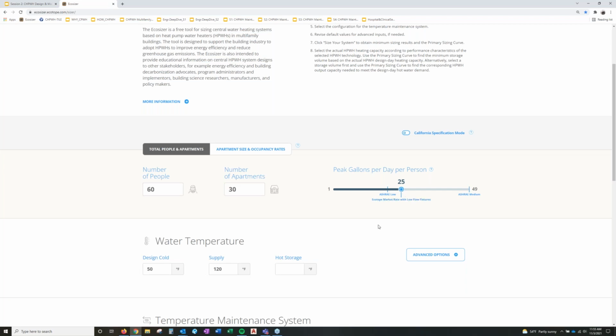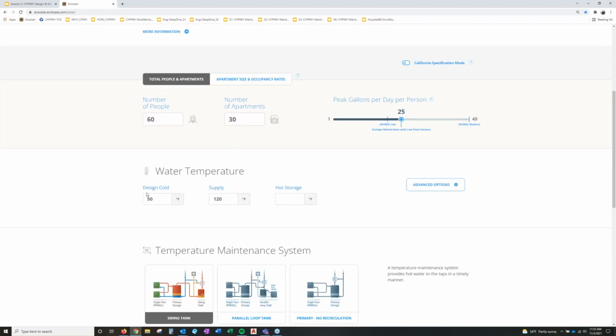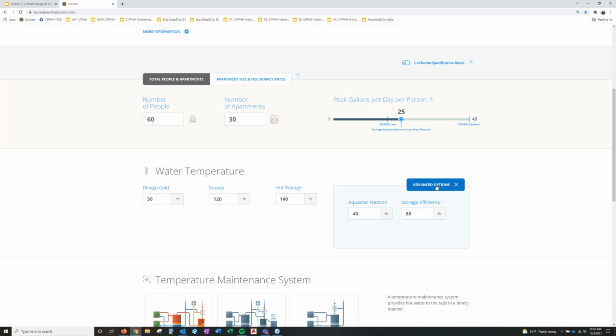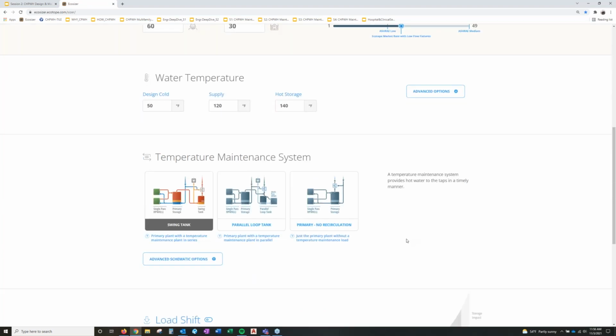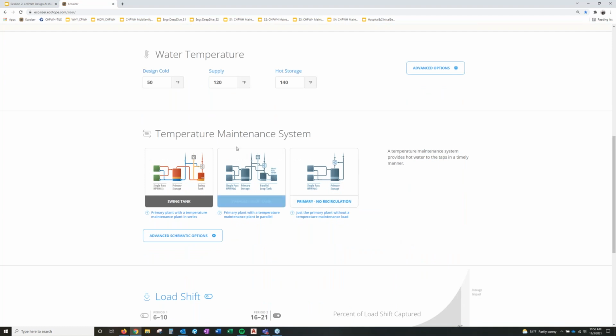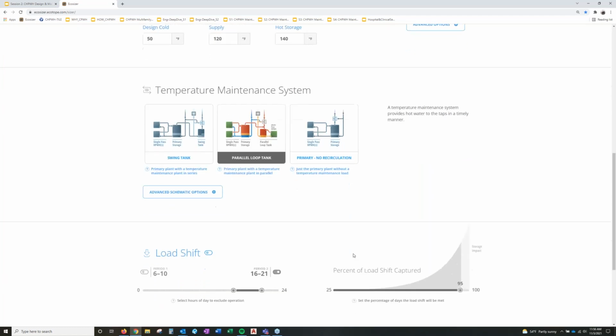Then we also have to define the water temperatures and how hot the water in the primary storage is. So I might say 140 degrees there, and we're supplying out at 120. You notice that when I click on this, we get a little info button that comes up, and this pulls the definition from the glossary. There's also some advanced options, which I won't get into now. And then one of the final things we can select is the system configuration. I'll choose the parallel loop tank configuration for this sizing example.